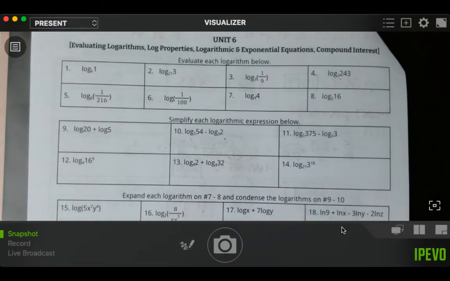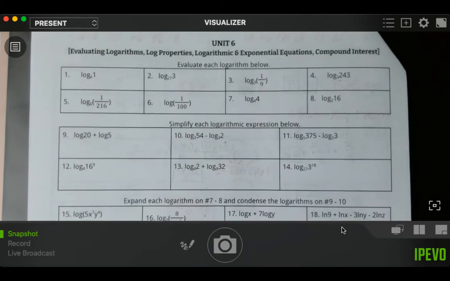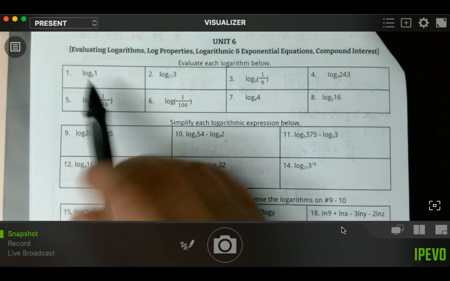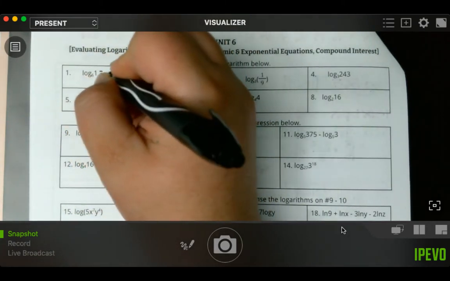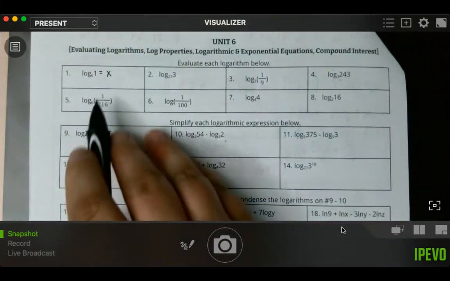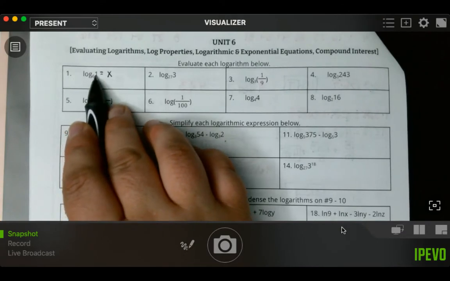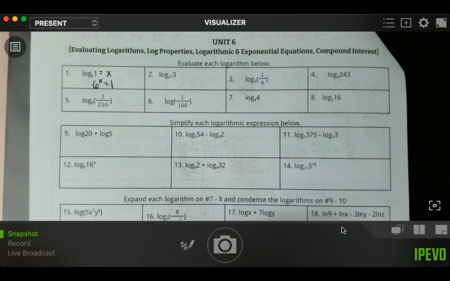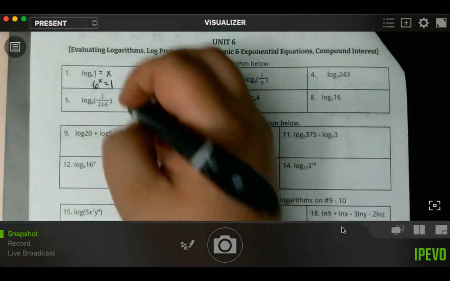Logs! These are my favorite, guys. So when you are solving a logarithm, the answer to a logarithm is the power. So let's say that this equals x for right now. X is the power of 6 that equals 1. Like that. The only power of any number that equals 1 is 0.